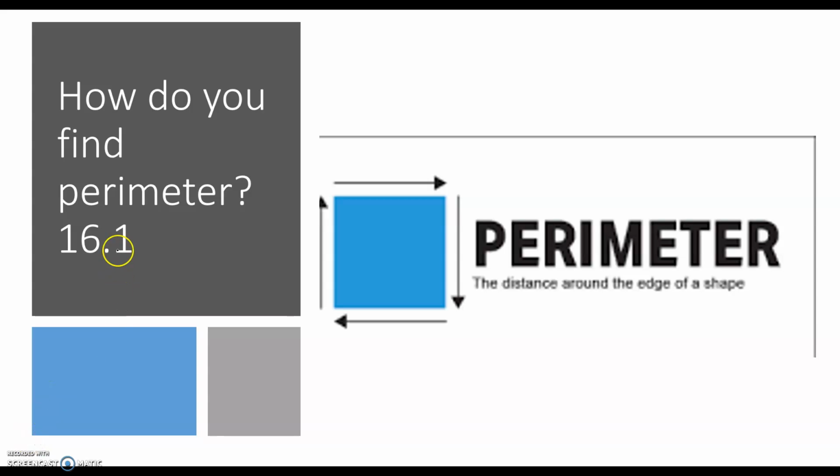Your lesson essential question is, how do you find perimeter? So this week we are going to be working with shapes and finding their perimeter. Perimeter is the distance around the edge of a shape. So look at this square. If we added the size of all of these sides together, we would find perimeter.